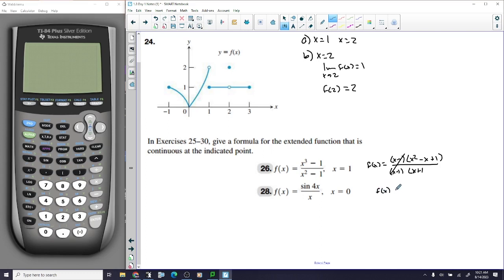So f of x is equal to x squared minus x plus 1 over x plus 1 for x not equal to 1. And we want this to be, let's see, what would be left? If I put 1 in here, we have 1 minus 1, that's 0, plus 1 is 1, over 2. And make it 1/2 for x equals 1, which would fill in that hole in the graph. That's probably good for that one.